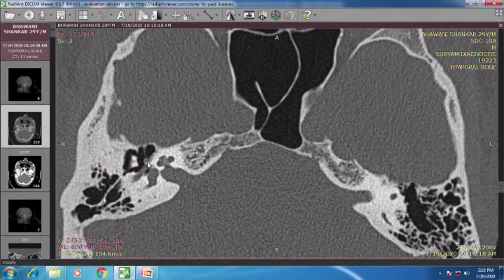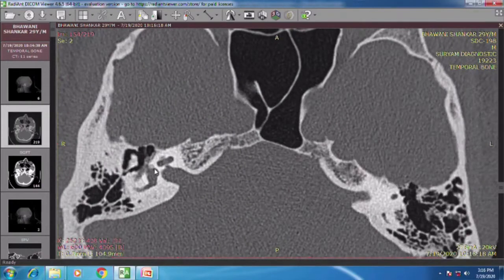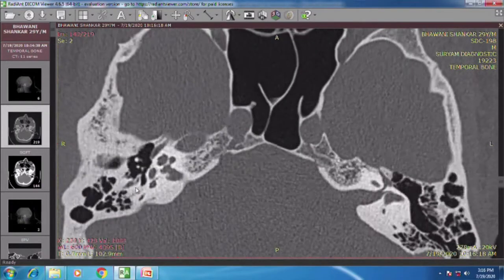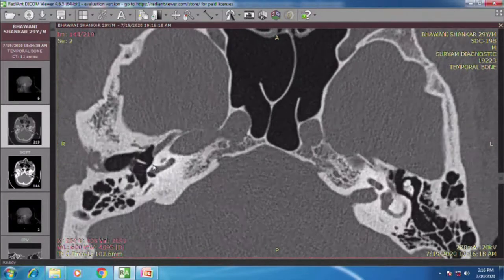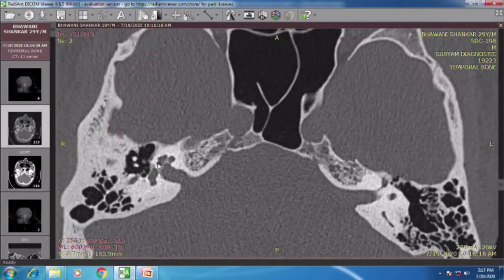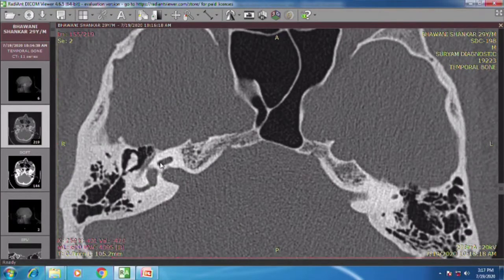This small hypodense area, if you see carefully, the small foci, rest is all normal. And see towards the round window also, it looks patent, and there is no hypodense area in relation to the round window to rule out any round window otosclerosis. Now, most important other things are to rule out abnormal conditions like persistent stapedial artery.